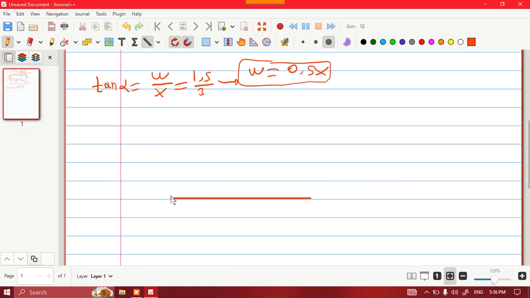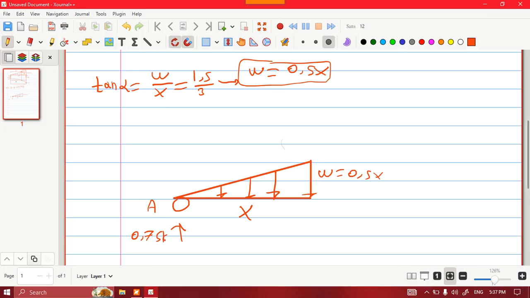Yes. This is a small cut. I took a cut under maximum shear. This is X, and this is W, which will be equal to 0.5X. And these are the loads, as you can see. And this is the support A. I have here 0.75 kilonewton, as determined previously. So at this point, I know that the shear will be equal to 0.